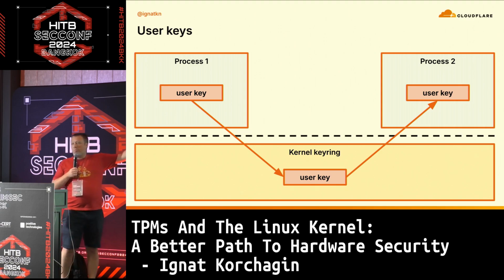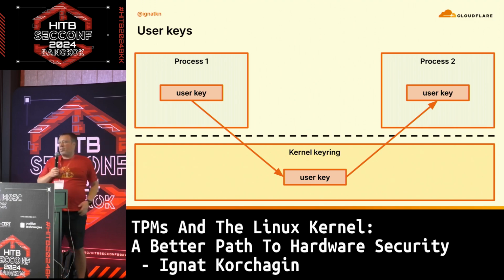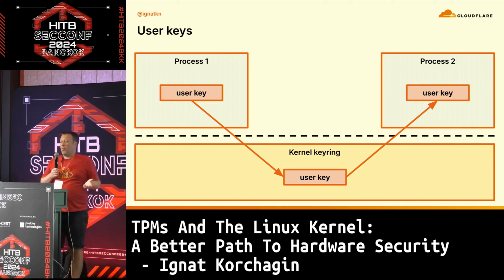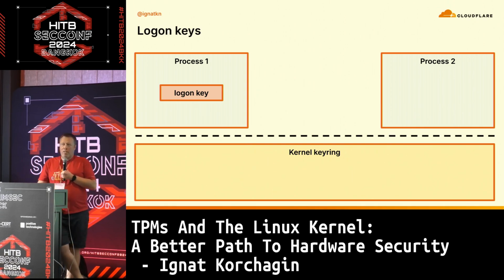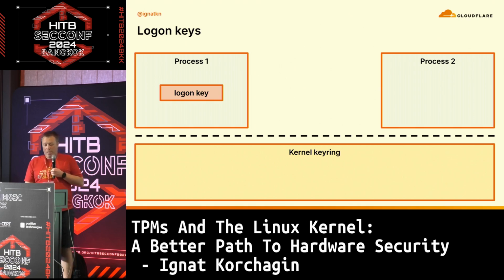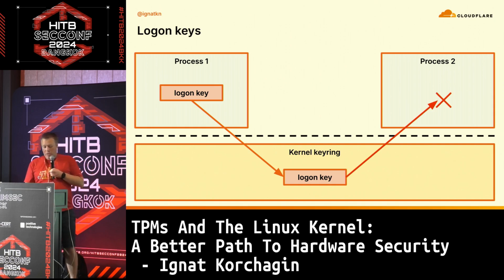the plain text secret material is exposed to the application process space. And again, we go back to Heartbleed and other types of attacks where secrets are harvested from the compromised process. There is also a slight modification of this key called a logon key, and it's different in the way that a process can put a logon key into the kernel keyring, but it can never read it back.